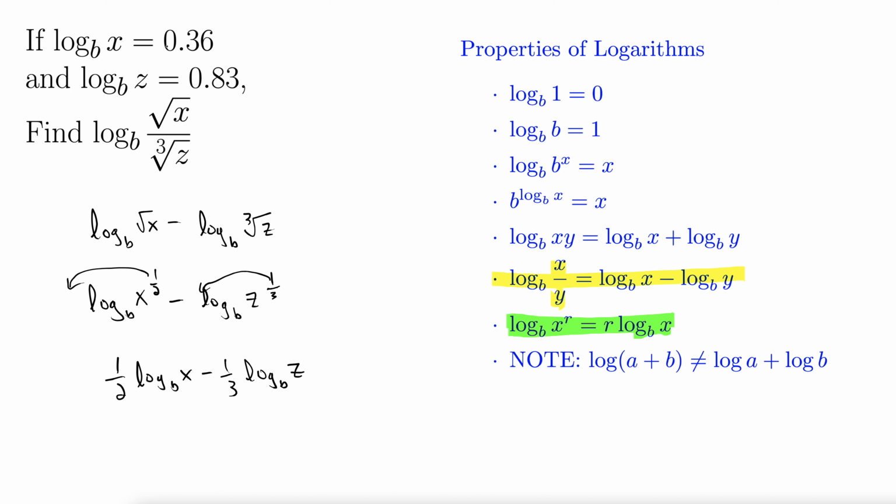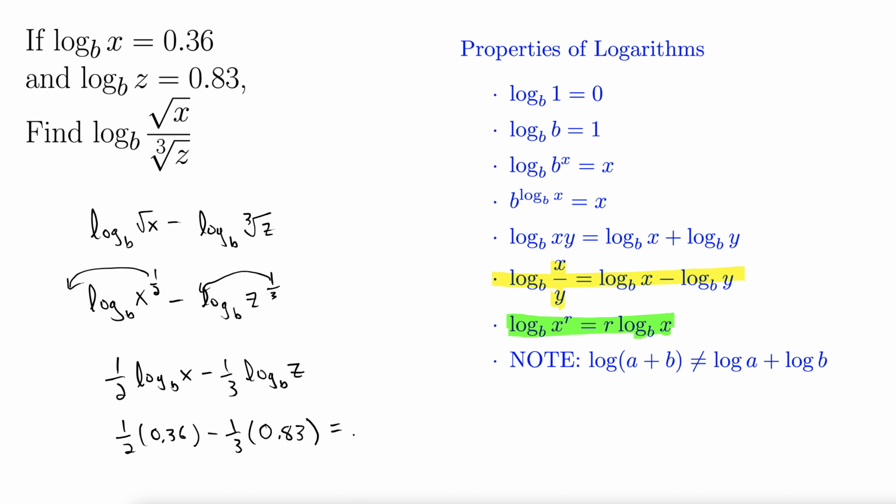But we know what log base b of x is. That's 0.36. So this becomes 1/2 times 0.36 minus 1/3 times log base b of z. We know that that's 0.83. And now we simply break out the calculators and put in those numbers, crunch it through.